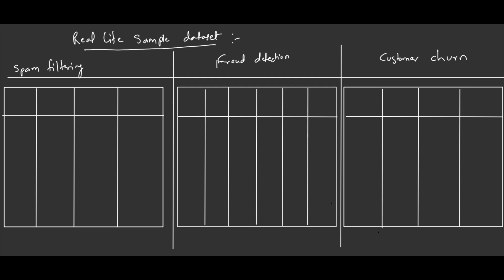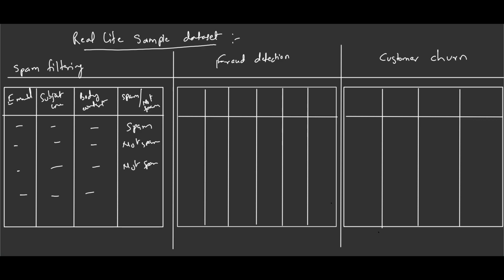So I'm providing you a few real life sample data sets. You can see spam filtering, fraud detection, customer churn. These are a few of the use cases where you can get this imbalanced data set. So here in spam filtering, you can provide email ID, and you can say subject line, and you can say body content. You can say it is spam or not spam. So basically you can have one email ID, subject line, body content. Here it says spam, and there might be a few features and you say not spam. Similarly, you have features, not spam, and similarly you have not spam. You can see that based on these features, it will classify whether it is spam or not spam. So this is one example.